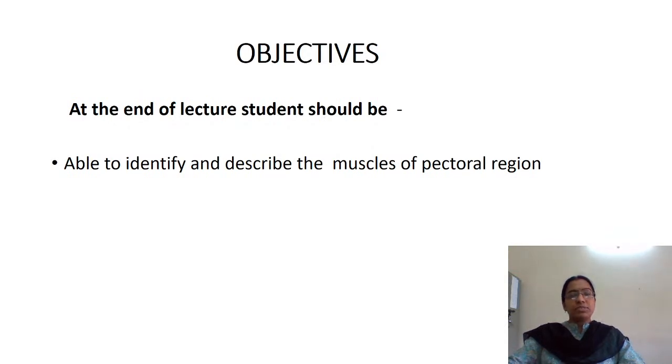Description: when we are studying the muscles, what you have to know is the origin of the muscle, the insertion, action, and nerve supply. If there is any clinical correlation related to it, that also needs to be known. So, at the end of this lecture, all the students should be able to describe the muscles of the pectoral region and identify them in the book.